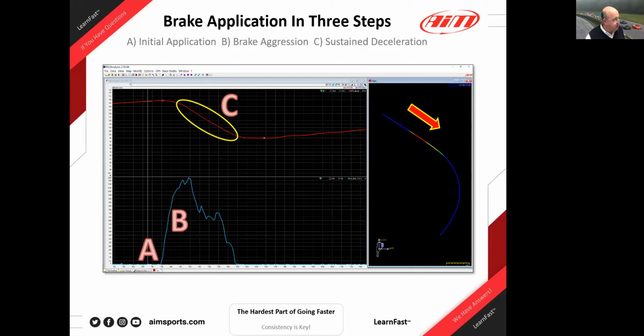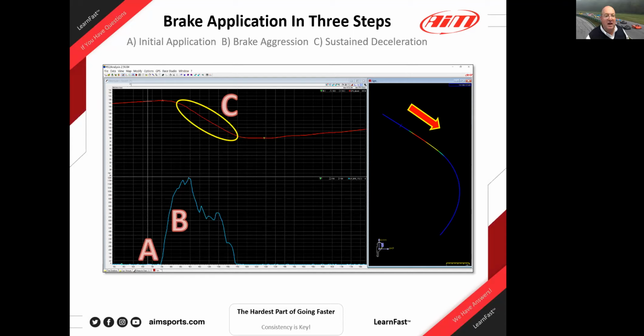That's right. So once we're done talking about that, let's talk about consistency. How do we arrive at the entry of the corner at the same speed, lap after lap after lap, so that we can establish a baseline and incrementally improve on that? Because that's the hardest part of going faster, to roll a mile an hour or 2 kilometers an hour more into the corner. What I'm asking people to do is to break the brake application of slowing the car into 3 steps.